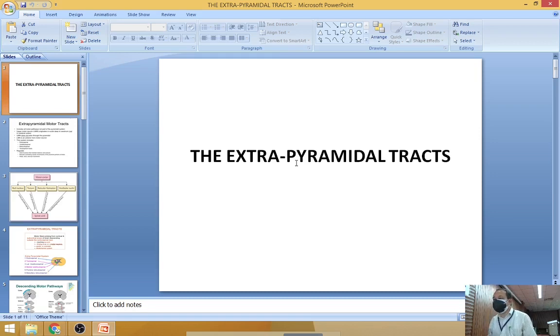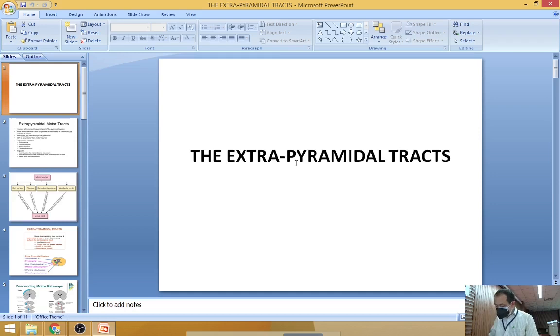You know the origin of pyramidal is from the motor cortex itself, and the extrapyramidal tracts take origin from the subcortical structures, the brain stem, isn't it? And then descend into the spinal cord, ending in the anterior horn cells, the motor neurons in the anterior horn. Okay, and then synapse with the lower motor neuron, to eventually end in the effector muscle.